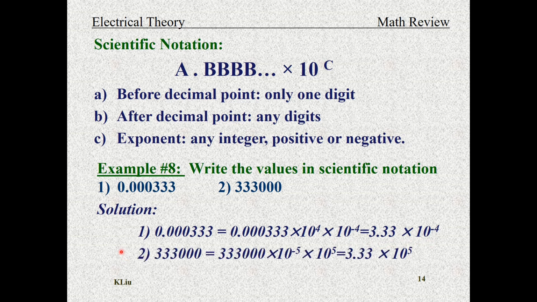For the second number, to get one digit before the decimal point, we need to move the decimal point to the left for 5 digits, which means times 10 to the power of negative 5. To maintain the same value of the original number, we need to times a canceling number, 10 to the power of positive 5. That is how we get our final result.